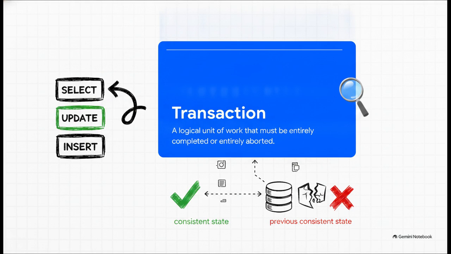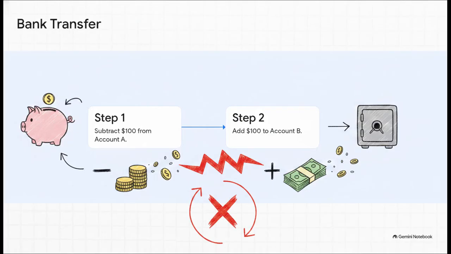A transaction is a logical unit of work composed of one or more SQL statements. And here's the kicker. It must be entirely completed or entirely aborted. There's absolutely no middle ground. No intermediate states are acceptable here. The database has to go from one consistent state to another consistent state. Let's look at a classic example to see why this all-or-nothing behavior is so crucial.